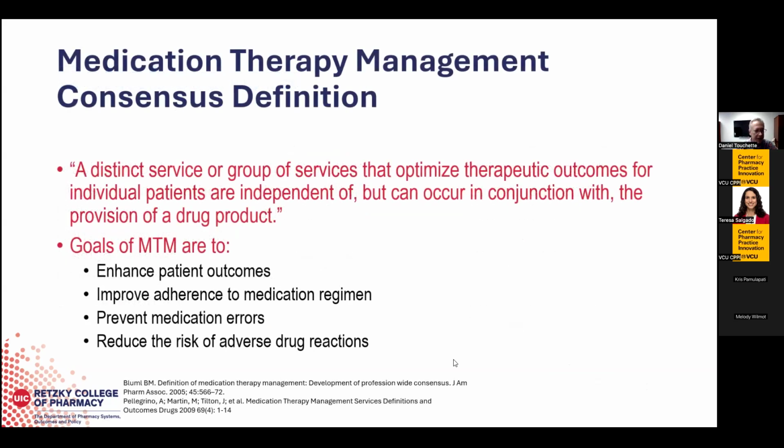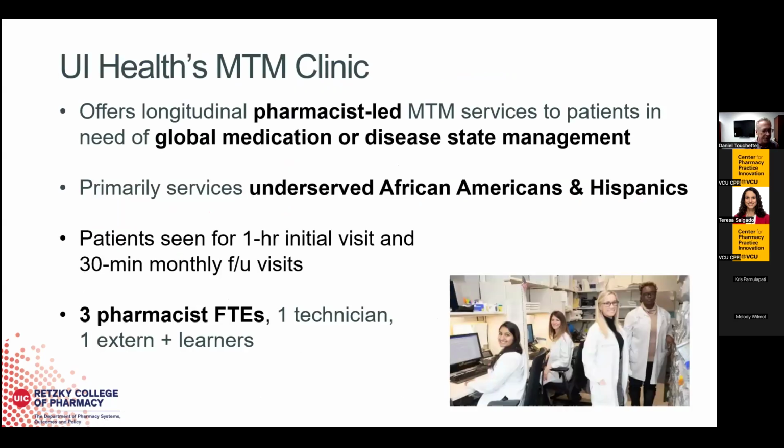So what is medication therapy management? There was a consensus definition that was generated by a number of pharmaceutical organizations and published in 2005. It's described as a distinct service or group of services that optimize therapeutic outcomes for individual patients and are independent of, but can occur in conjunction with, the provision of a drug product. The goals of medication therapy management are fourfold. They're to enhance patient outcomes, so looking at the clinical benefits of MTM. They can also improve adherence to medication regimens, prevent medication errors, and reduce the risk of adverse drug events or drug reaction events.